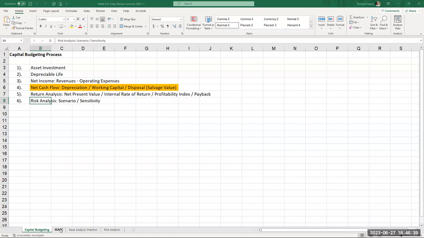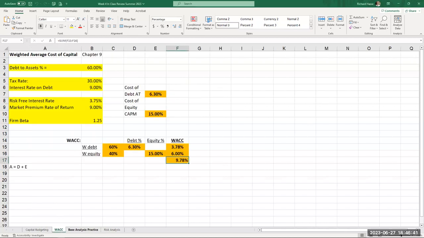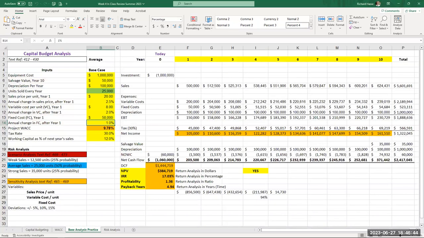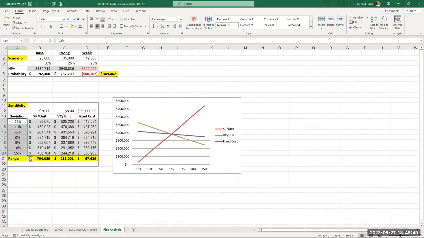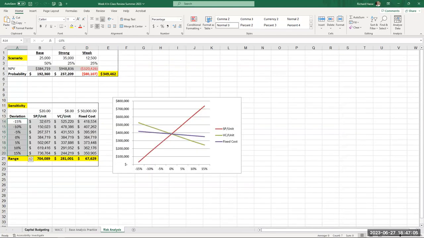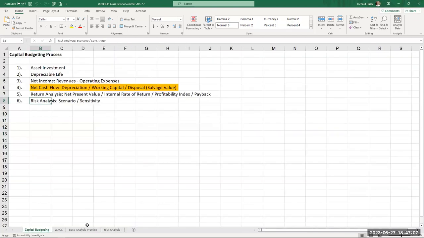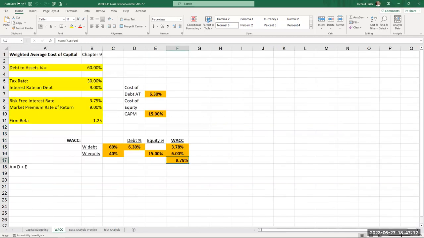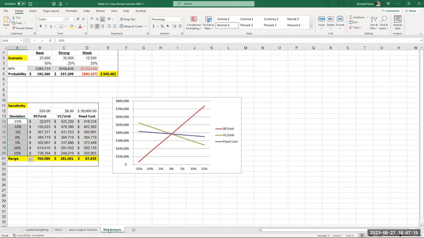Here's a template to determine a WACC. Here's a template to determine the capital budgeting process. Here's a template to determine the risk analysis. Notice it's very similar from the template I gave you for case number two. We will be reviewing this in our weekend video, going step by step and putting these pieces together. You'll see a blank copy of this in week four review notes for this week. Then we will calculate and come up with all these answers this Friday.